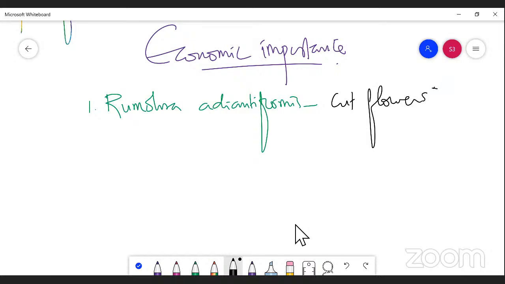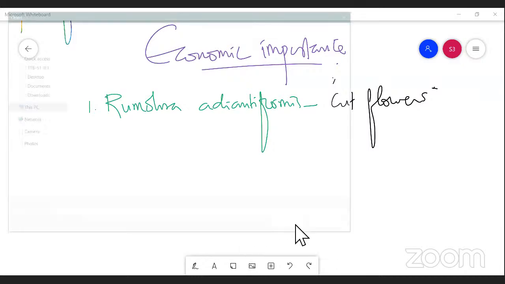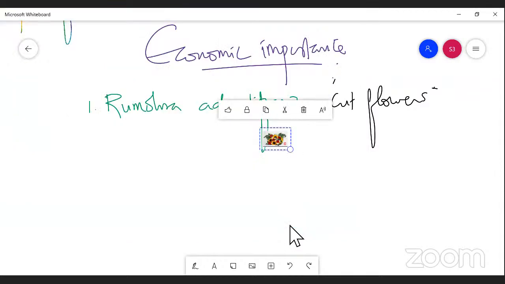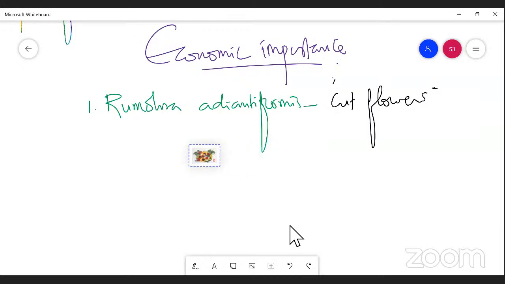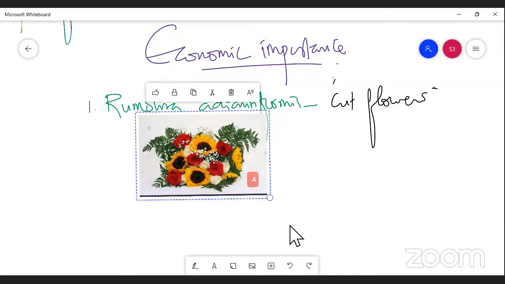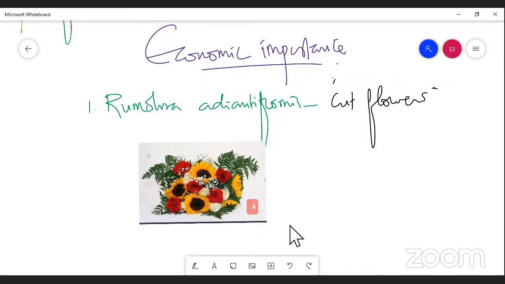When we prepare a bouquet or a flower show, we can use this plant. I am going to show you, my dear students, so you can understand. This cut flower is originally derived from Rumohra adiantiformis, where the leafy portions are taken. Actually, it is an ornamental plant, and its leaves are used for making bouquets and flower vases.